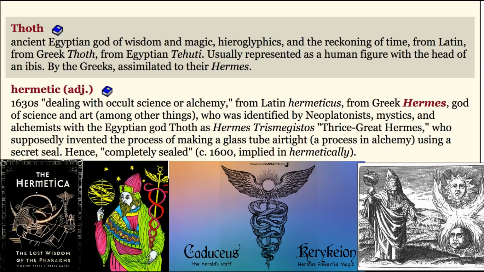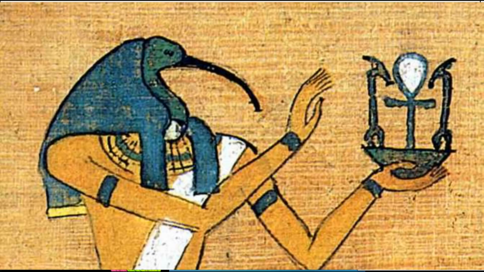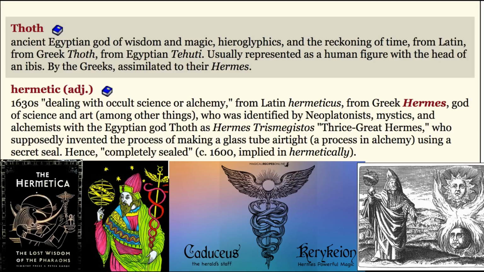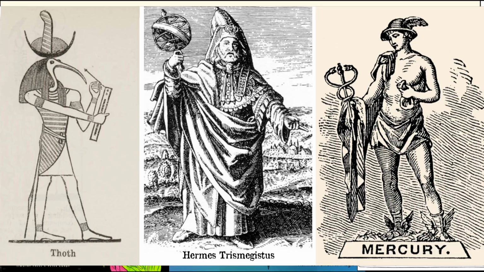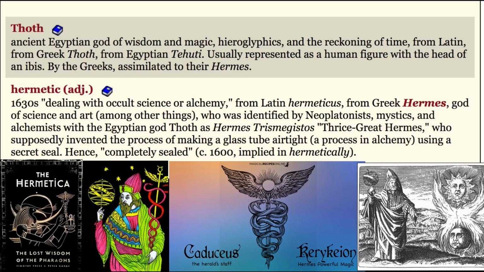Again, Etymology Online. Thoth, right? Ancient Egyptian god of wisdom and magic, hieroglyphics, and the reckoning of time. From Latin and from Greek, Thoth. From Egyptian, Djehuti, usually represented as a human figure with the head of an ibis. We remember that from part 1. By the Greeks, assimilated to their Hermes. So he's Hermes. Thoth is Hermes. And we just read who Hermes is, right? Criophoros, the Good Shepherd, one of his epithets. We talked about other epithets in the first video. We're going to talk a lot about other ones in this video.